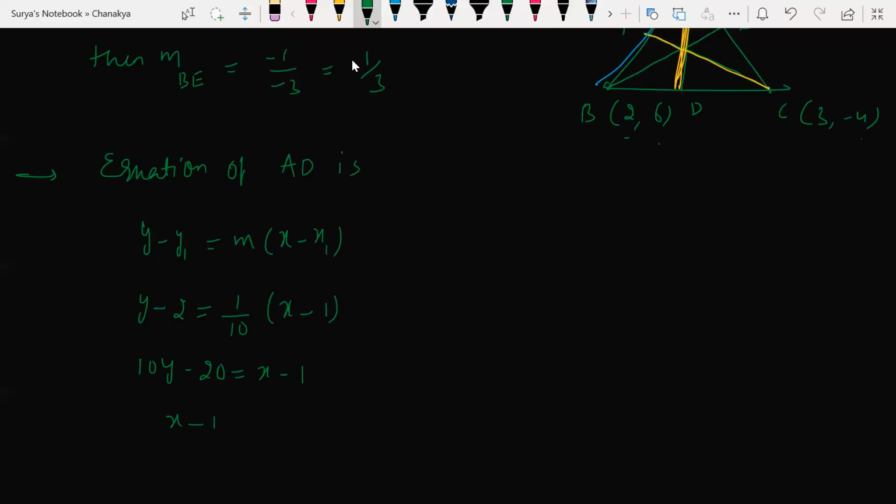So x minus 10y plus 19 is equal to 0, beta. You understand? Yes, sir, I understood. Very good. This became cross multiplication, right, sir? Yes. This is the first equation.